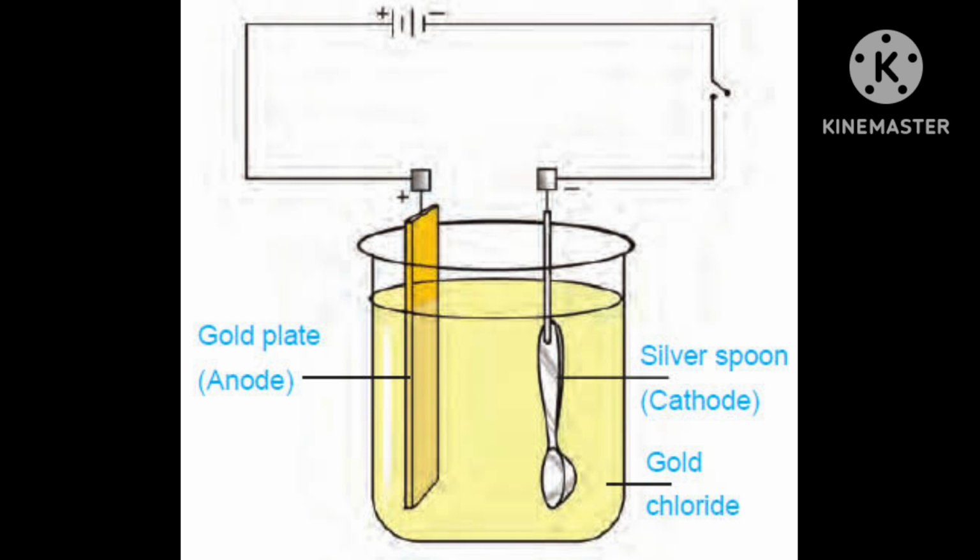Then at anode it is dissolving and giving copper ion plus electron, and at cathode these two electrons are going towards the cathode, and this cupric ion, this Cu2+, will go there to the cathode and it will convert to the metal. Then at anode oxidation takes place, Cu will convert to Cu2+ plus 2 electrons. This is at anode, and at cathode Cu2+ plus 2 electrons will convert into the metal.